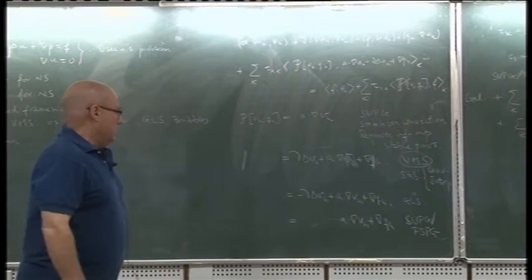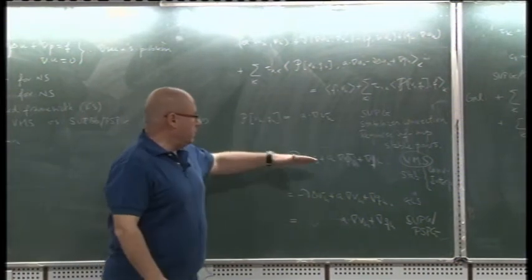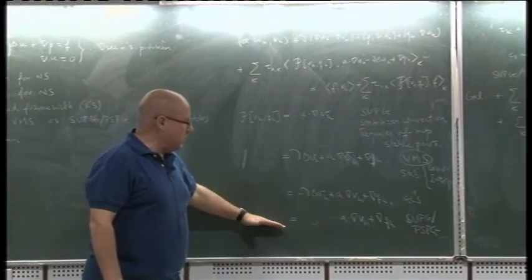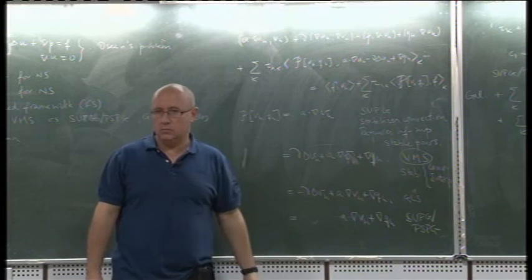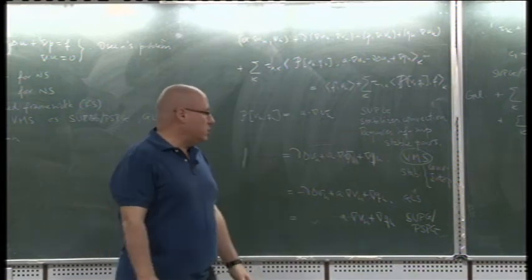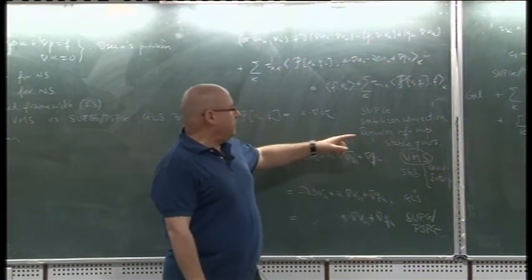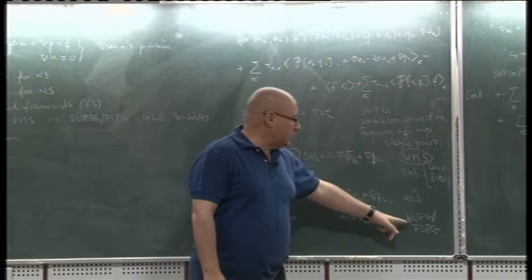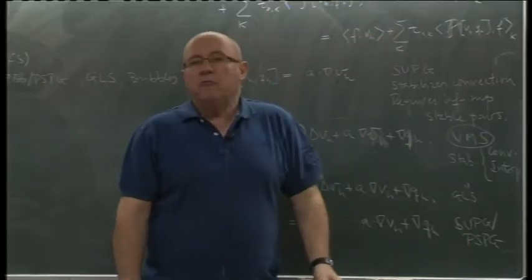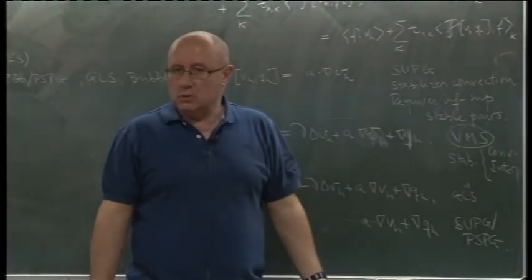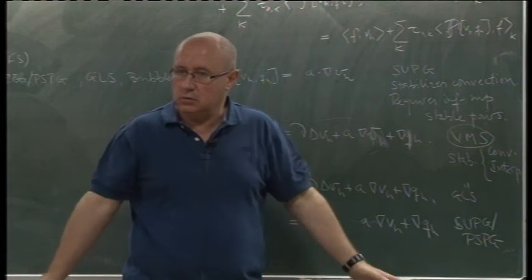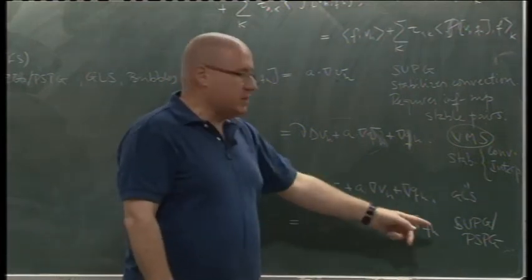So what happens? Again, the properties of this method and this method are very similar. You can prove almost the same. So is VMS as good as GLS, as good as SUPG, SUPG-PSPG? For that problem, you could think it is. In general, I definitely think it's not. Why? Because that has no extension to other problems.